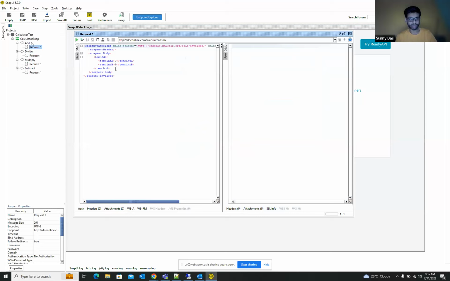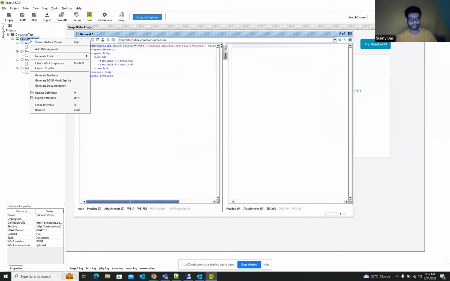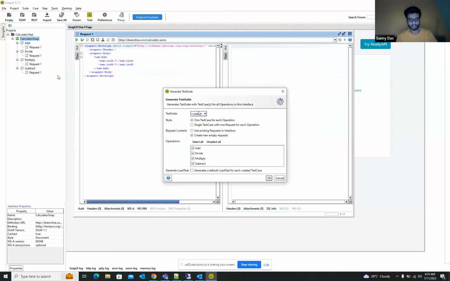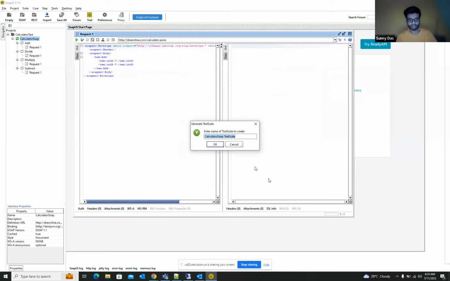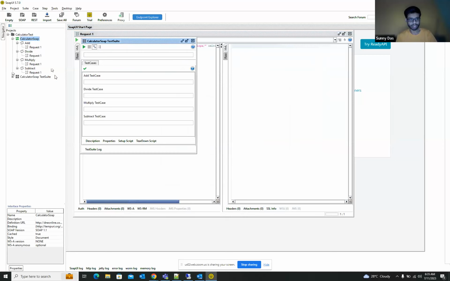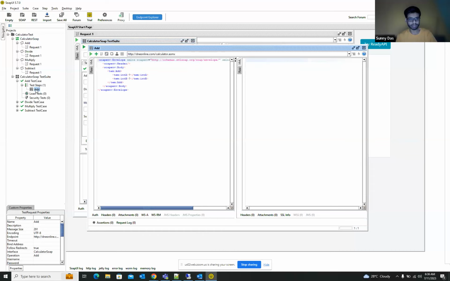Now what you can do is create the test suite out of that. You can right-click here and you will get the generate test suite option. If you click here, it will give you the options. Click OK, OK, and it will create the test suite for you. Under the test suite you'll have the test case, and under that you'll have the test steps. If you click here, you need to make these changes and you can do the operations.